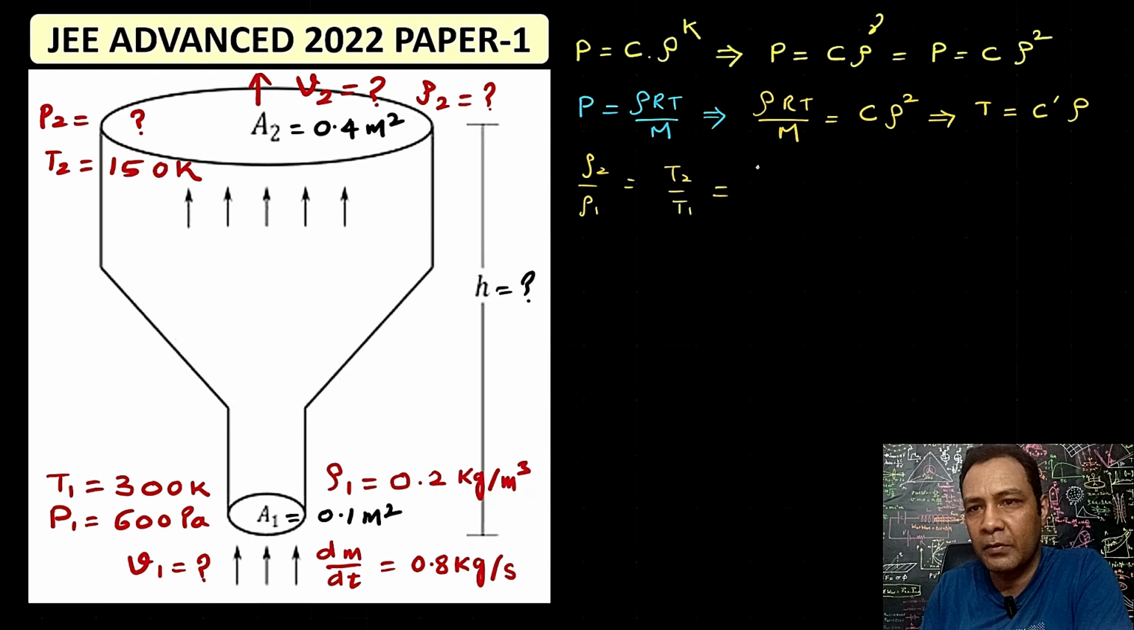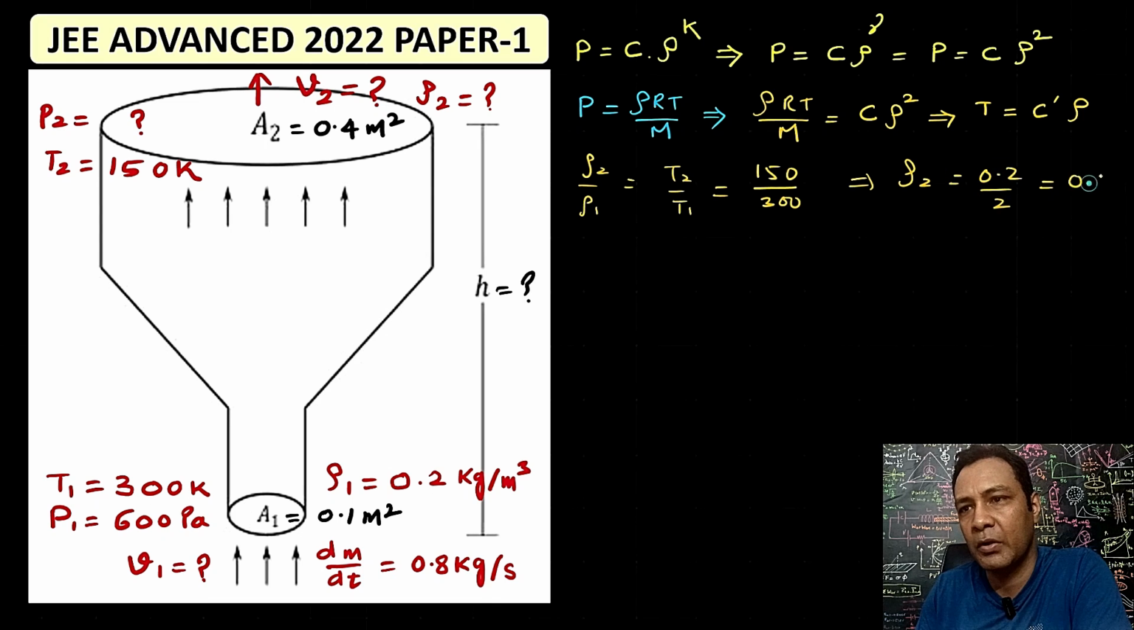T2 is 150. T1 is how much? 300. So that is half. So density will become half. Rho 2 will be half of rho 1. Rho 1 is 0.2, so rho 2 will be 0.2 by 2, which is 0.1 kg per meter cube.